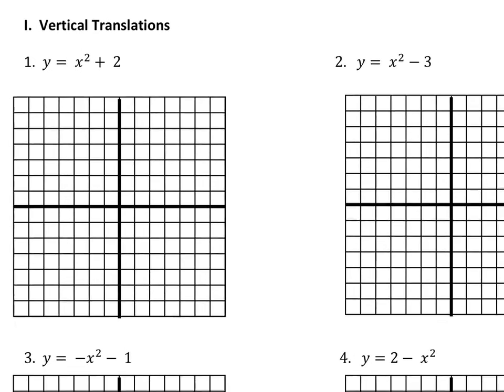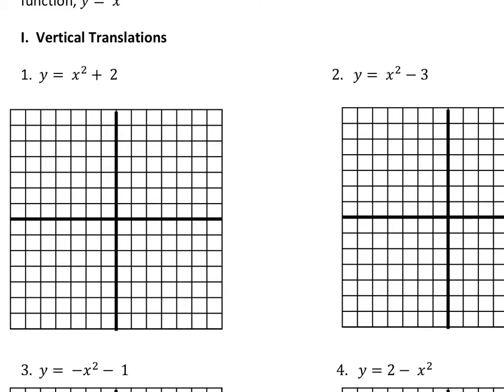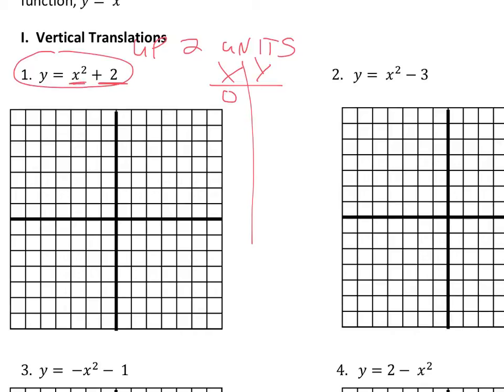We have y equals x squared plus 2. Basically, what this plus 2 is going to do is shift the previous parabola up 2 units. So I'm going to put, this goes up 2 units. If I made an XY chart, here's what I mean by shifting it up 2 units. If I put in 0 for x, well, 0 squared is 0, and then you add 2, so you get 2. So I'm at 0, 2.